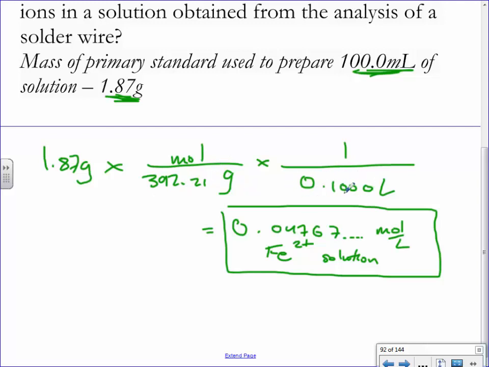Wait, the last number right here, this 100 milliliters, do you guys remember what sort of measuring device we would be using this 100 milliliters in?